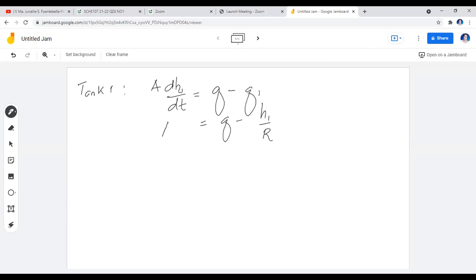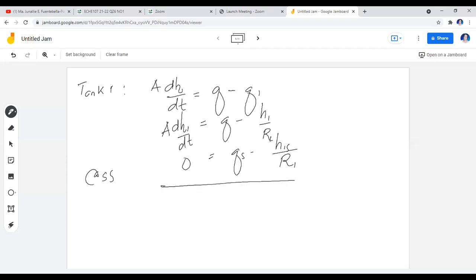Then you have here dH1/dt. So now I will only relate one variable to another: level to changes in Q. Then you will evaluate this at steady state. So this will be 0, and you will have Q sub S equal to H sub 1S over R. Now specifically, since I'm talking about tank 1, this should be R1 as well.